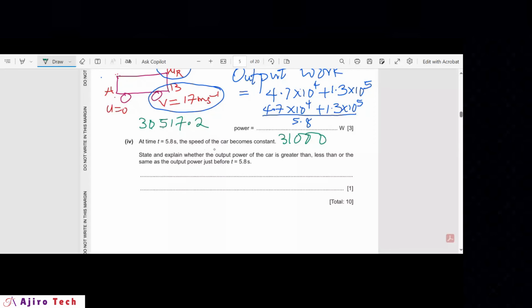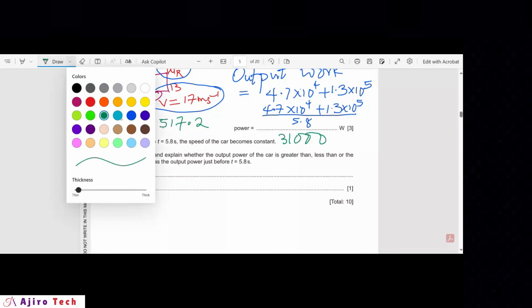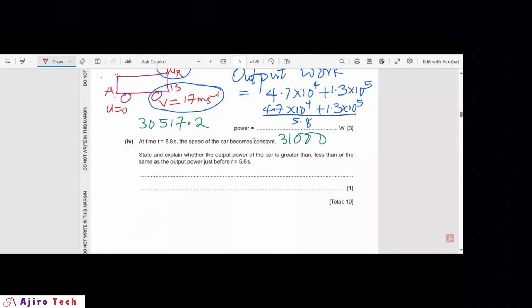Now, the speed of the car becomes constant. From this statement, the speed becoming constant, I can see something. It means the kinetic energy is going to be constant, because the speed is constant. Kinetic energy, which is KE, is constant. It's not changing. It remains unchanged.